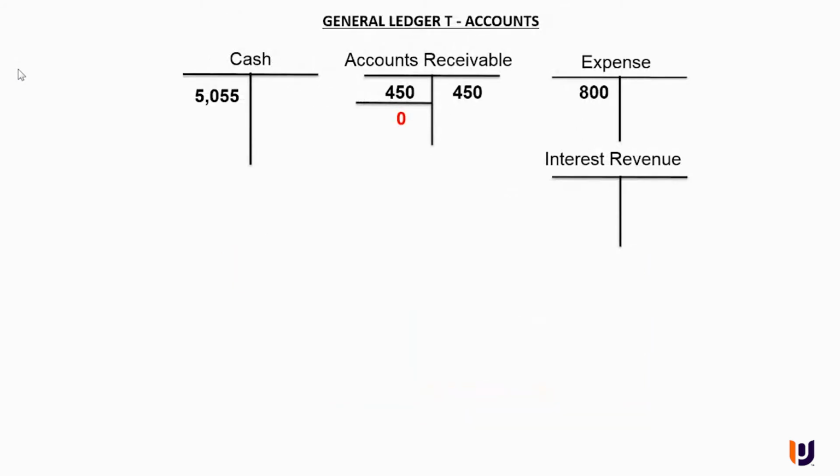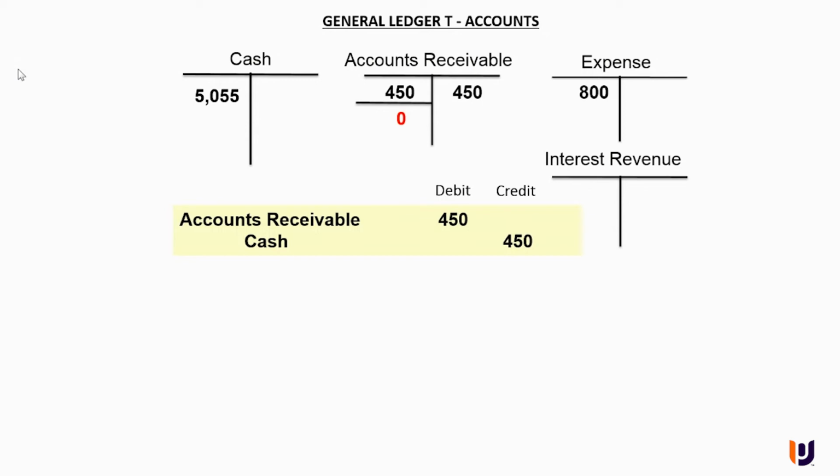So let's take a look at our general ledger. Remember, cash was $5,055, and it should be $4,320. We need to make adjusting entries for the NSF check, the expense check that was recorded incorrectly, and the interest. Let's do them one at a time.